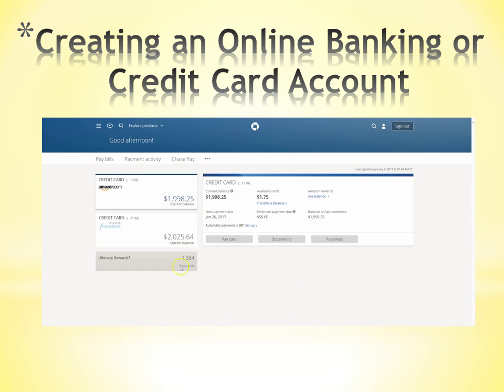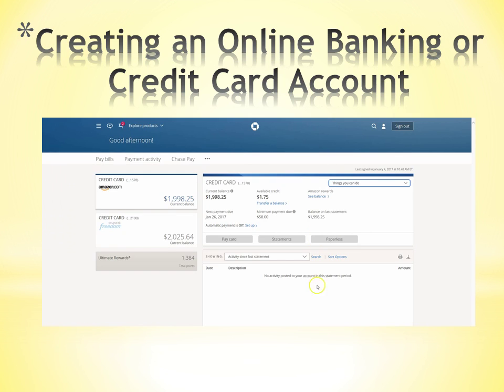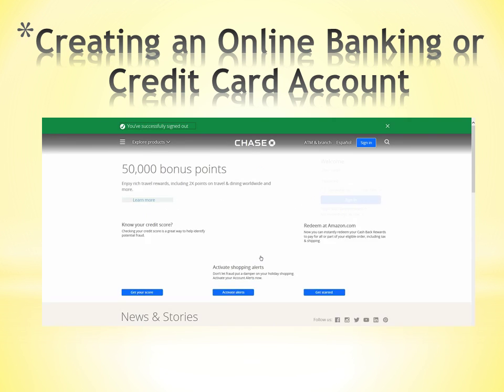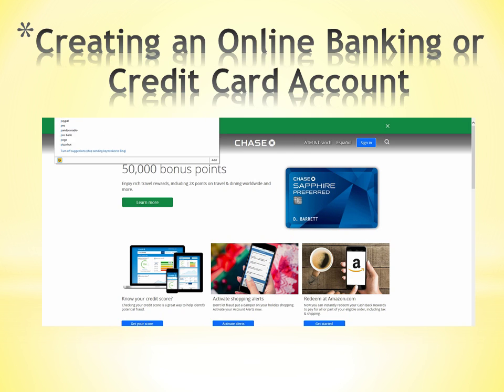Okay, let's see what we got here. All right, so I'm logging into my Chase account, but this is just kind of showing you a little bit about these are credit cards that I have and things like that. So you would be able to go into your account as well and start looking at your information and things along those lines.